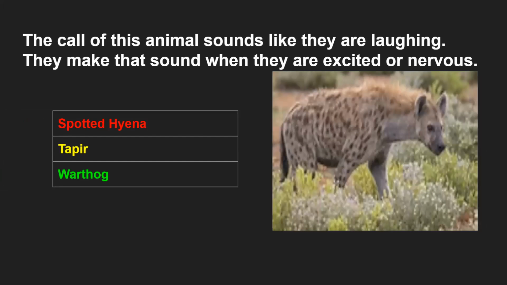And the correct answer you can see from this figure: when they are making the sound, it looks like they are laughing. We can understand that the hyena is laughing, but actually they are very excited. The correct answer is spotted hyena.